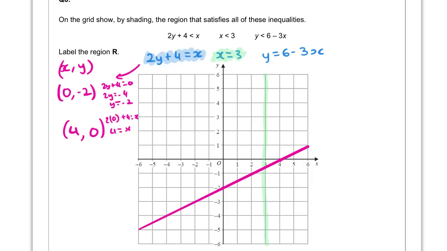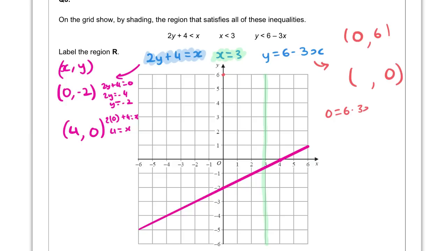Now, the last line is y equals 6 minus 3x. Now, if I wanted to, I could say it crosses at 6 and my gradient is negative 3, right? So for every one across, I go down 3. However, if you're still not comfortable with that, remember, you can use coordinates. What happens when x is 0? I get 6. We know that. What happens when y is 0?